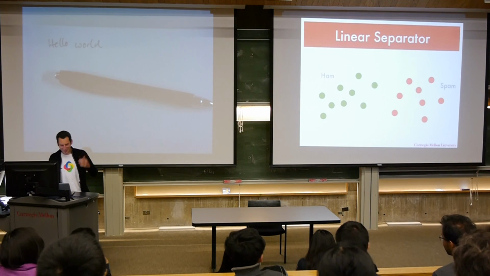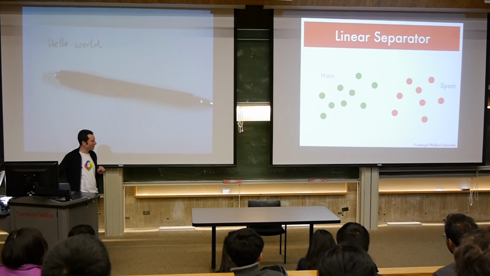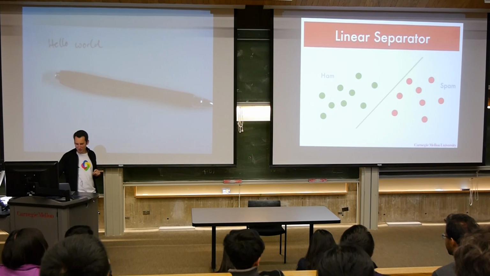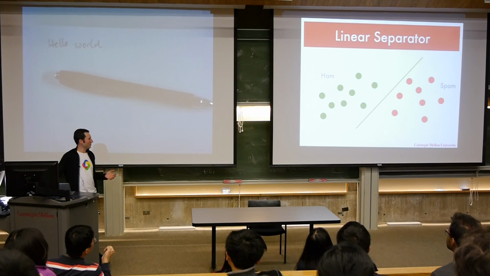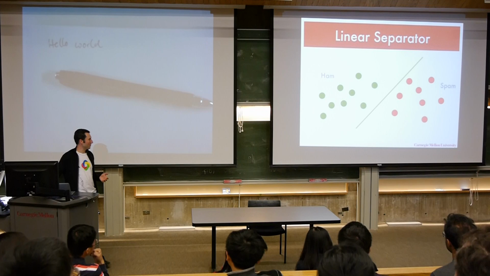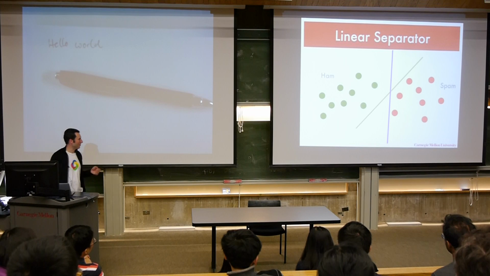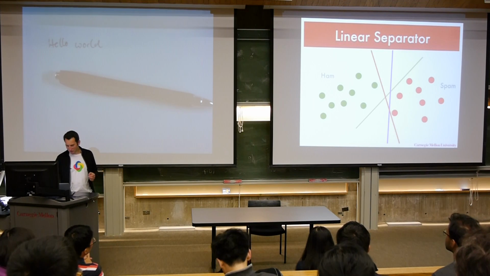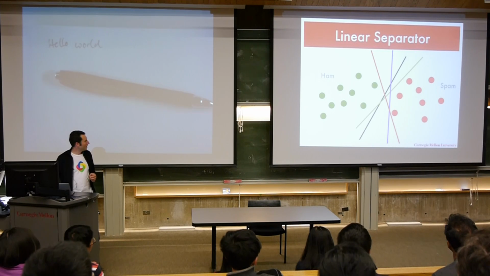Okay, so let's go to something politically more correct. Let's say we separate ham from spam. We already looked at the perceptron, and the perceptron would find us a linear separator between ham and spam, right? And there was no guarantee which one you would find. You could find this one or that one. You could find another one. Okay, one more.